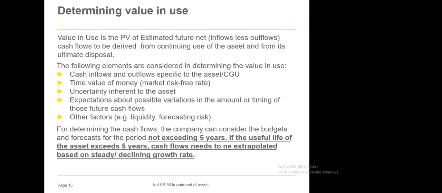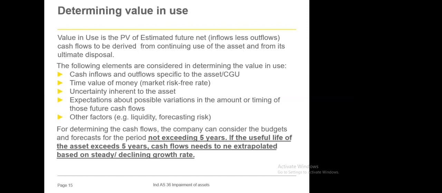What elements will be considered while calculating the value in use? Cash inflows and outflows specific to the asset, so cash inflows less cash outflows will give you the net cash inflows. The time value of money, because you need to calculate the present value of those cash flows. Uncertainty inherent to that asset. Expectations about possible variation in the asset or the timing of those cash flows. Suppose as of today the useful life left of that asset is maybe 8 years. Then you need to calculate the cash flows for those 8 years and do the present value of those cash flows.